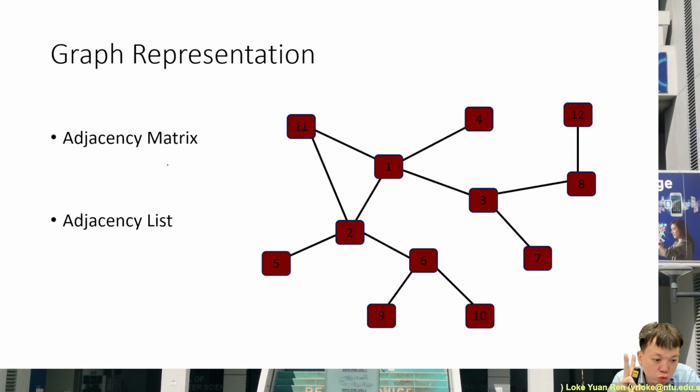So here I only introduce two commonly used representations of a graph, which are the adjacency matrix and the adjacency list. Which means that for a lot of problems, I don't really need to know the whole graph. I just need to know each vertex and its connections, who its adjacent nodes are, which is good enough for me to solve the problem.